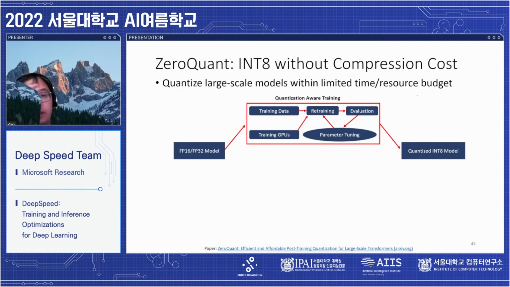So ZeroQuant is a cost-free integer quantization method. Before going into details, let's take a look at the currently most popular quantization method, which is quantization-aware training. The full pipeline looks like this. You have an FP16 or FP32 model. You have to collect the training data and the GPU resources. After that, you do a trial and error loop in order to find the best hyperparameters for quantization. At the end of the loop, you get the quantized model.